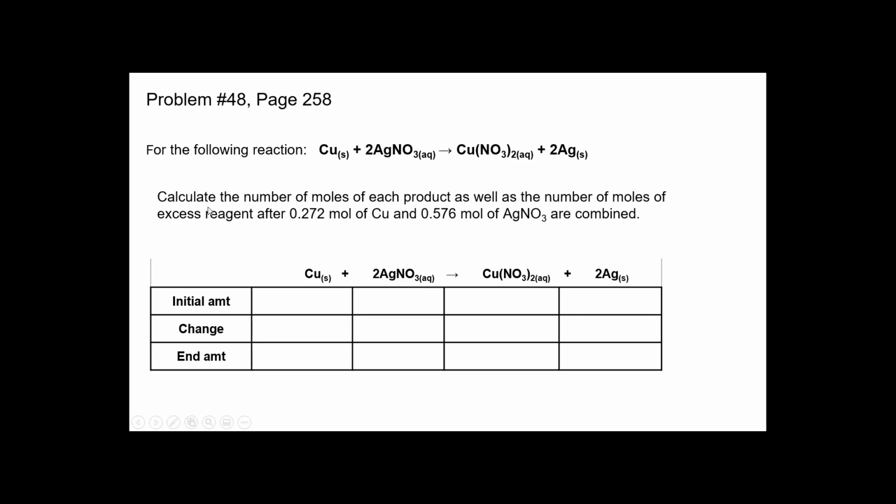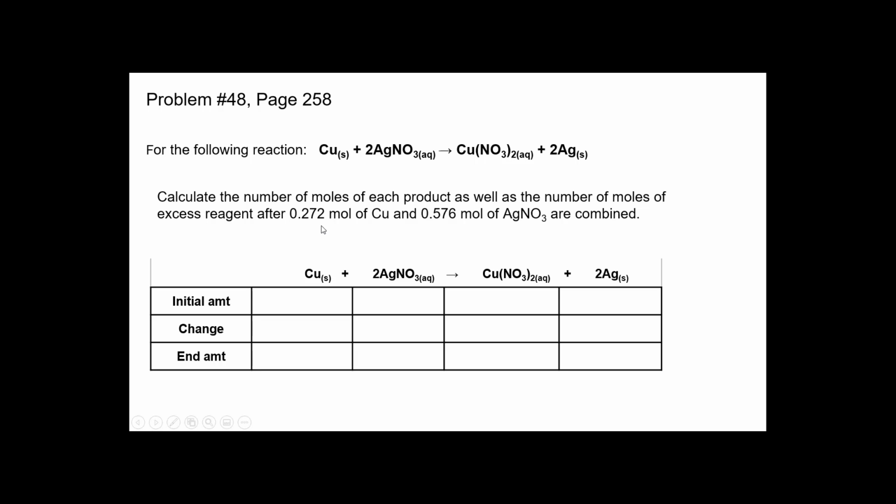It says calculate the number of moles of each product as well as the number of moles of excess after 0.272 moles of copper and 0.576 moles of silver nitrate are combined. Pretty much they are reacted. So we're given enough information to determine which of these is limiting. And this is also a sign of a limiting reactant problem. Limiting reactant problems tend to give you both mole amounts or mass amounts of both reactants. Other problems don't tend to do that. They tend to give you one and you can use it to figure out the rest. But when you're given both, that means you have to figure out which is the limiting by determining it.